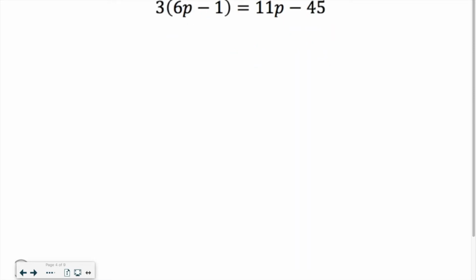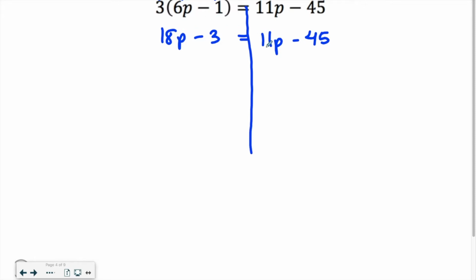And now for this one, like the number one rule was to distribute if you can. So we're going to distribute first. So that's 3 times 6p, and then 3 times -1. So this turns into 18p minus 3 equals 11p minus 45 on the right-hand side. So again, are we going to subtract 11p or are we going to subtract 18p? And it would be better to subtract the smaller number so we get a positive variable.